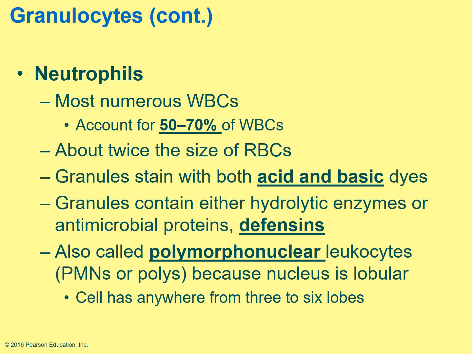So if we look at those, the neutrophils are the most numerous of those white blood cells. They do account for about 50 to 70% of the white blood cells. They are large. When you stain them, you can use acid and basic dyes to stain. They are sometimes called polymorphonuclear leukocytes or PMNs because the nucleus is lobular. It can have anywhere between 3 and 6 lobes to it.